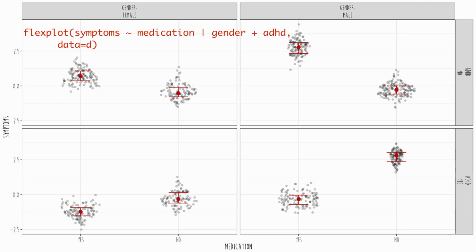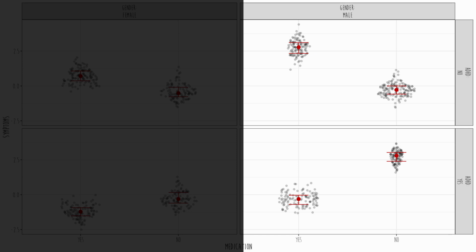Here we have the relationship between symptoms, medication, gender, and ADHD. And that is a lot to interpret, and that is overwhelming, and that's okay. But let's go ahead and break this down a little bit and try to simplify what's going on here. Let's just look at the male panel.